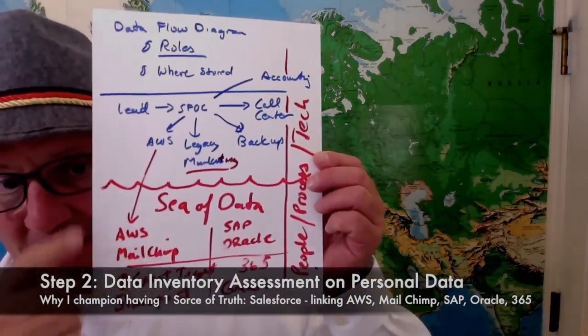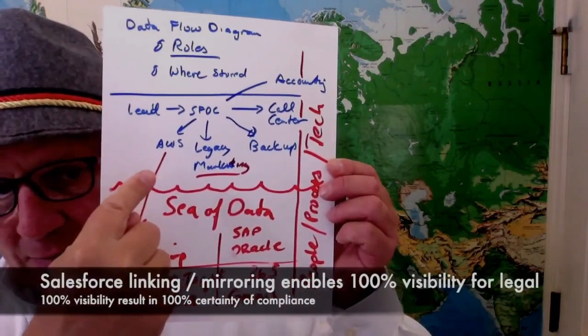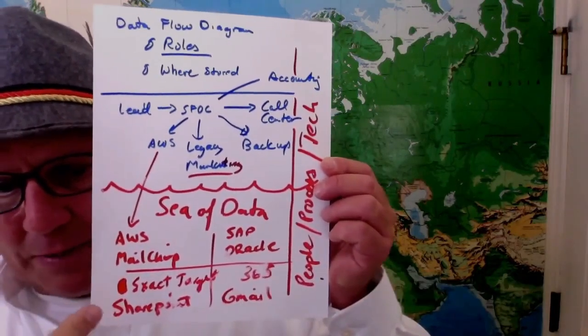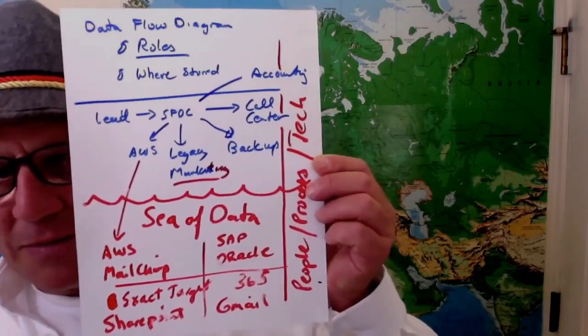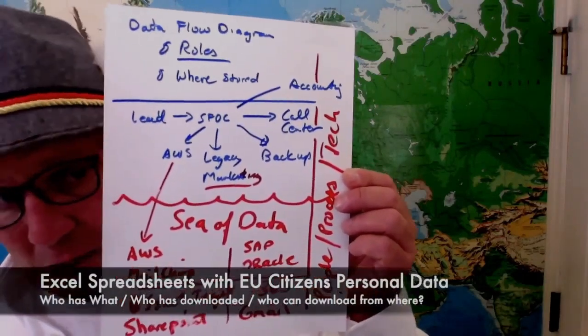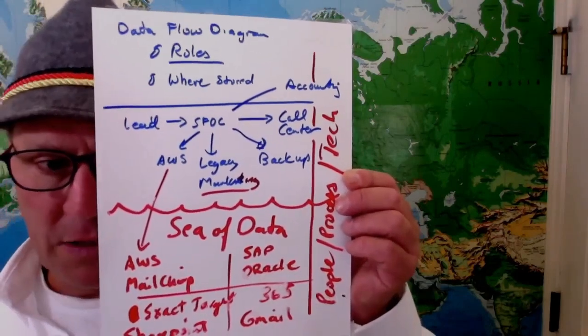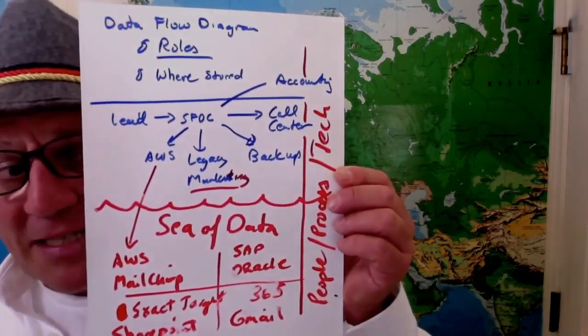I'm a big fan of having Salesforce be the master data instance because it could be in AWS, it could be in a MailChimp instance or Exact Target or SharePoint or Gmail. The big problem is going to be Excel spreadsheets out there from your sales guys. Did you let them export it? When did that happen? Where are the spreadsheets of customer personal information? And how open is your org?